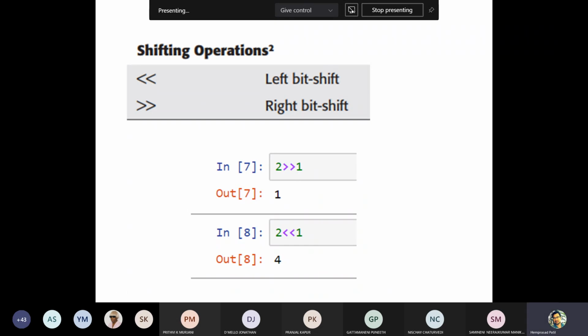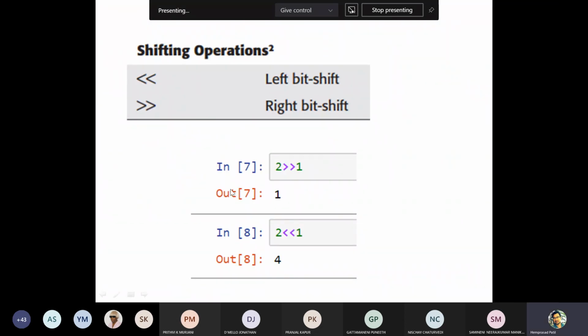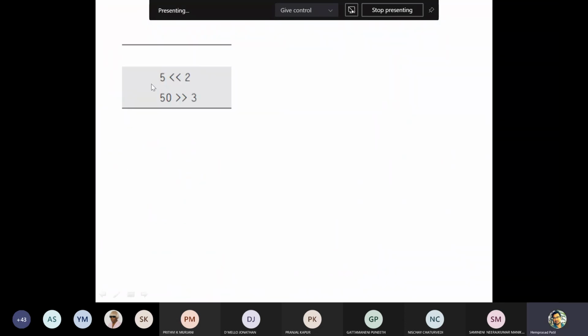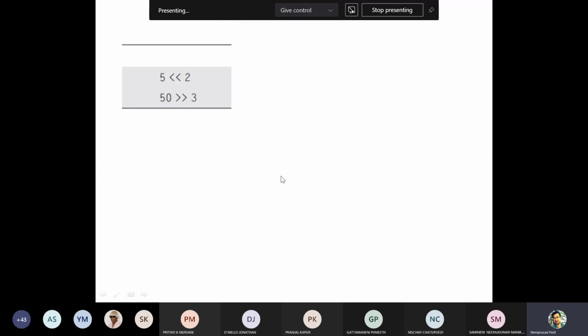Any doubt? Any query in this? Shall we proceed? So for this, can you find out what is the answer? 5 shift left by 2 bits. So for 5, you have to write like this: 5, that is 0101, shift by 2 bits. First shift left by 1 bit and again by 1 bit, and then we will match the answers after converting it into decimal. Please try.